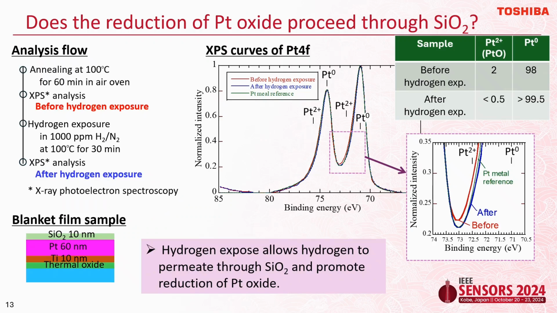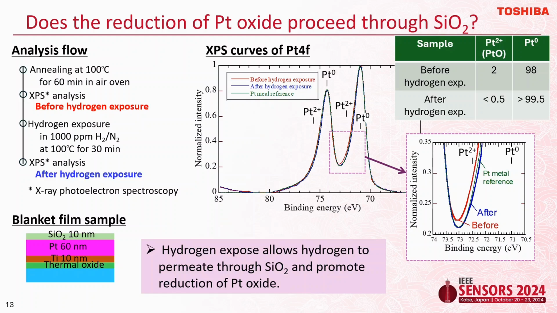To confirm whether the reduction of Pt oxide actually proceeds through SiO2, XPS analysis was performed before and after hydrogen exposure to evaluate Pt oxide presence. Analysis was performed as follows. First, annealing was performed at 100 degrees C to promote the Pt oxidation. Hydrogen exposure was performed by exposing the sample to about 1,000 ppm hydrogen for 30 minutes. XPS analysis was performed before and after hydrogen exposure.